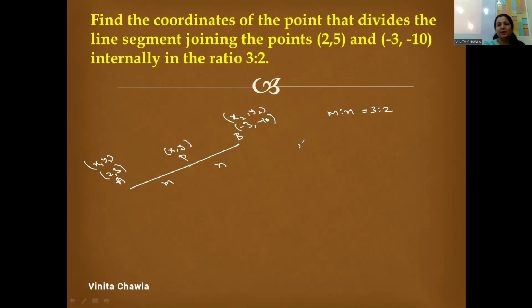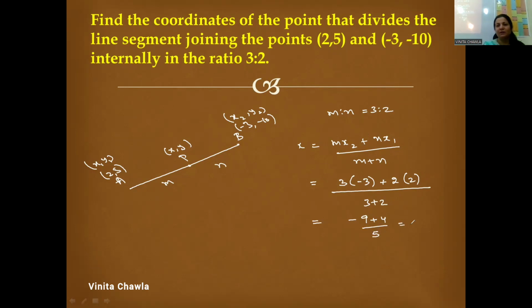So what is the formula? x is equal to (m x2 plus n x1) upon (m plus n). This is how we write. So we'll simply put the values here. m is 3, x2 is minus 3, plus n, the value of n is 2, x1 is 2, divided by m plus n, 3 plus 2. What is the value of x coordinate? It's minus 9 plus 4 upon 5, and the answer is minus 5 by 5, it is minus 1.